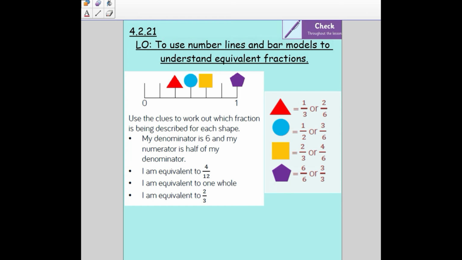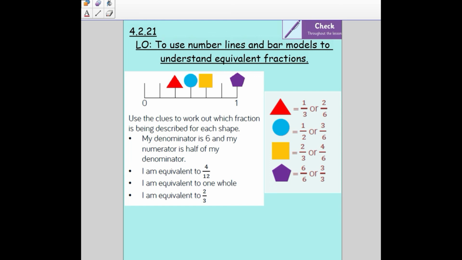It says I'm equivalent to 4/12. The number line is divided into 6 equal pieces, sixths. To make it into twelfths, we'd have to divide each section into 2 equal pieces. If we were then to count in twos along the number line, you would see that 4 twelfths would be the triangle. Let's have a look at the third clue.